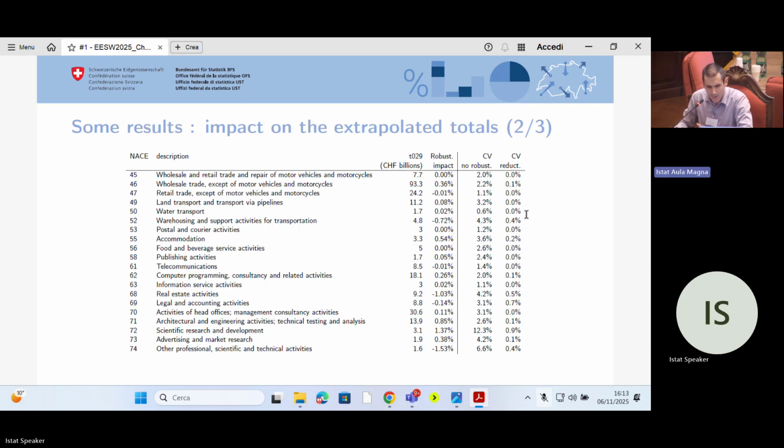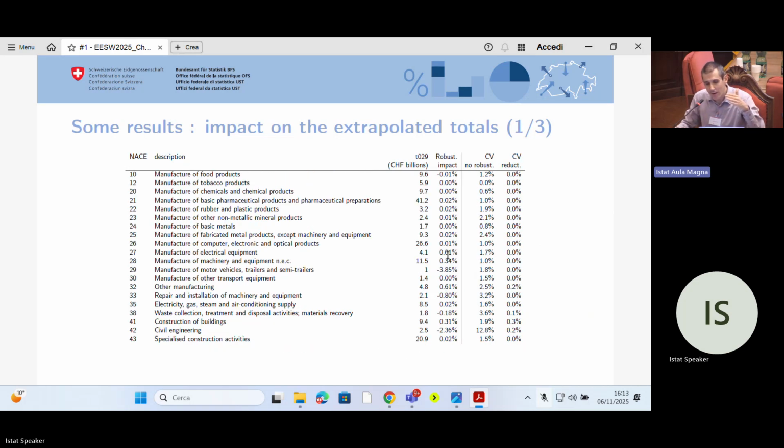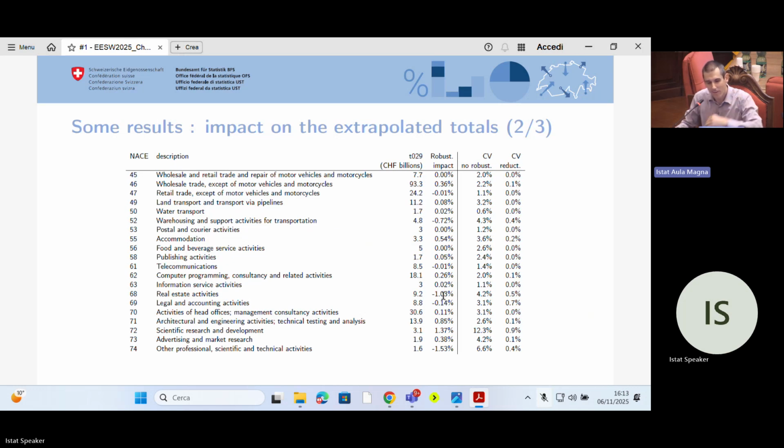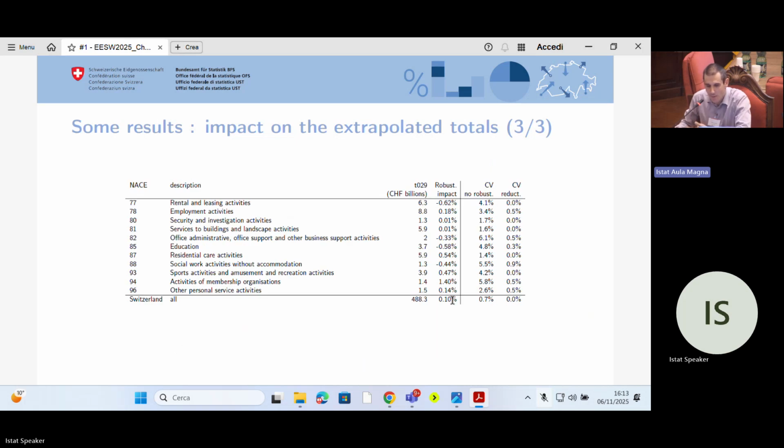Here again are the results by the impact of the robustification. So you can see also that the robustification is not necessarily going to reduce the estimation of the total. I can find some positive numbers in there. And actually for all of Switzerland, the robustification increases the total slightly. This is because you are downweighting units, but after that you have a calibration, which is going to modify the weights again. You might say, hey, we just downweight units, so if the weight is less, the total is less. But no, you have the calibration which comes after.